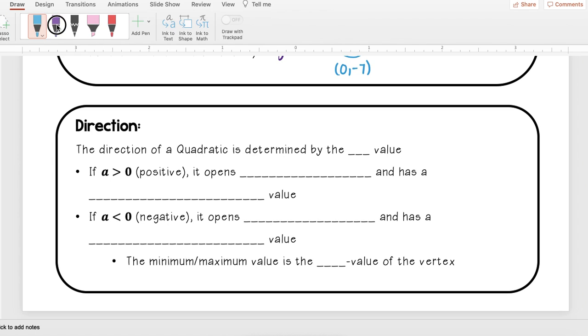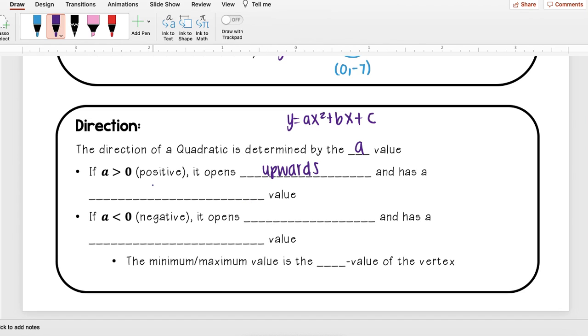So another way that we can describe a quadratic function is by its direction. The direction of a quadratic is determined by the a value. Remember, that is basically that first number when written in standard form, so the coefficient of your x squared term. If a is greater than 0, or in other words, if it's positive, that means that my graph is going to open upward.